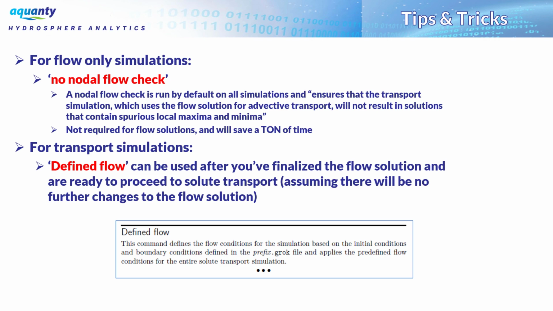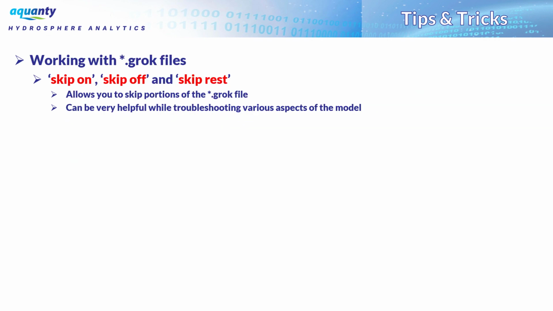And then finally, we have these skip on, skip off, and skip rest commands. These are kind of quality of life commands that allow you to skip portions of the grok file. Very helpful while troubleshooting the model. You basically just choose a section of the grok file that you want to deactivate, and then you would put a skip on and skip off bracketed around that portion of the grok file.